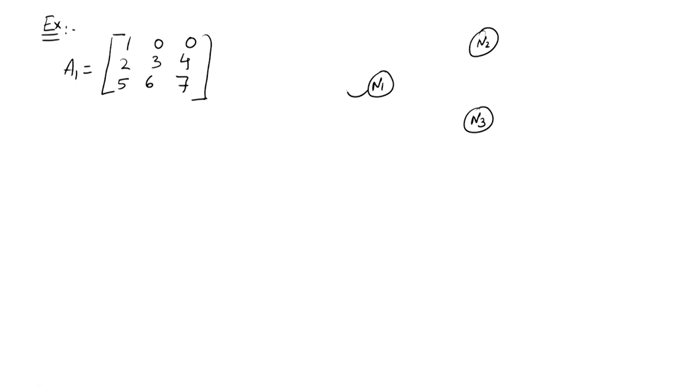I have an edge n1 to n1. I do not have n1 to n2 or n1 to n3, these are 0. Then 2 to 1, 2 to 2, 2 to 3, then 3 to 1, 3 to 2, and then 3 to 3. So this is the graph associated with this particular matrix.